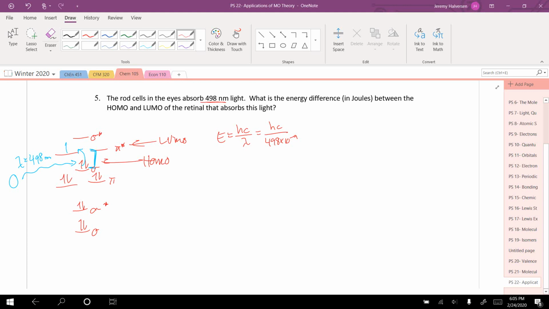And that gives me an energy of 3.99 times 10 to the negative 19 joules. Okay, so for the rod cells in our eyes, the gap between the HOMO and the LUMO is about 4 times 10 to the negative 19 joules, because our rod cells absorb that energy of light.